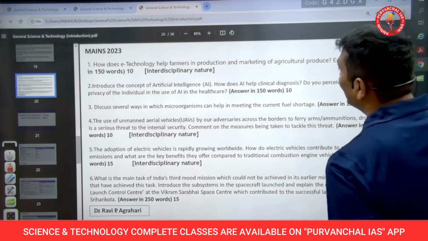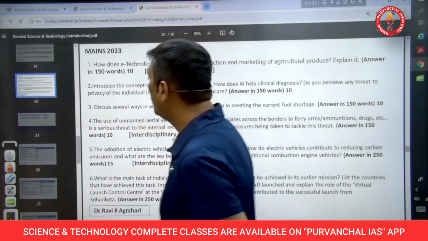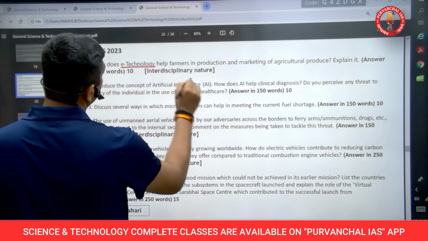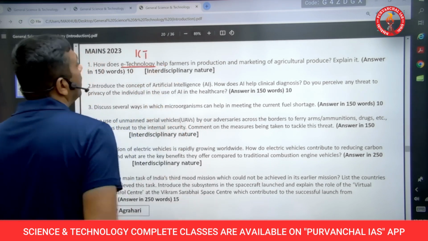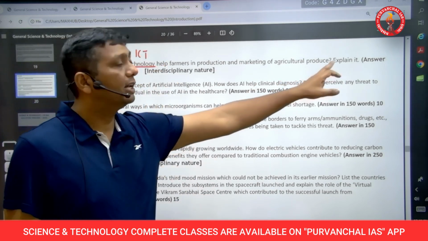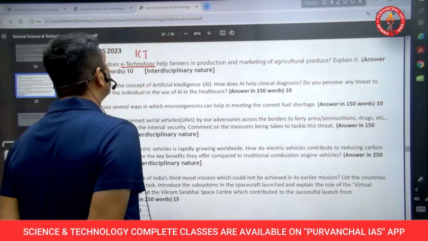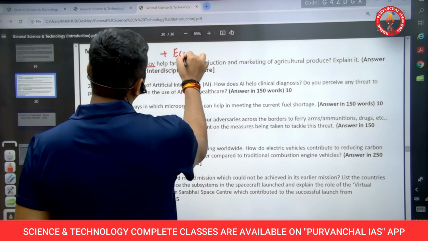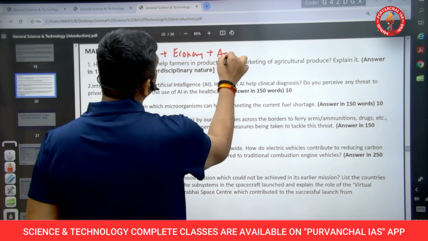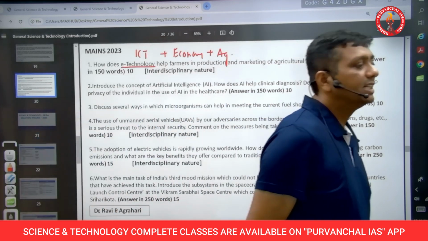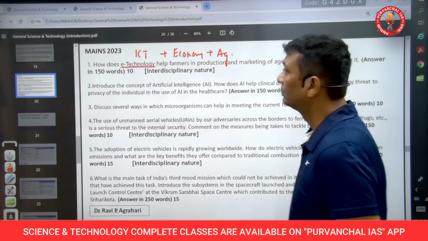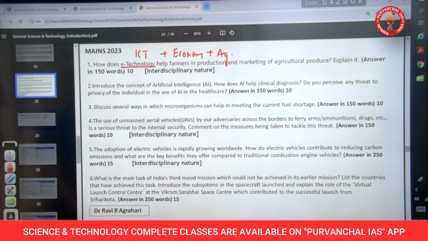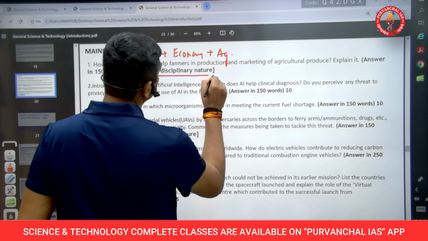The first question is interdisciplinary in nature. How does e-technology, meaning electronics and online platforms, which is a part of information and communication technology, help farmers in production and marketing of agriculture produce? Explain it. I can tell you it is a question of ICT, of economy, and of agriculture. So this question is interdisciplinary and can be connected to information communication technology, economy and agriculture. Don't try to solve it, guys. That's why I mentioned it is an interdisciplinary question.